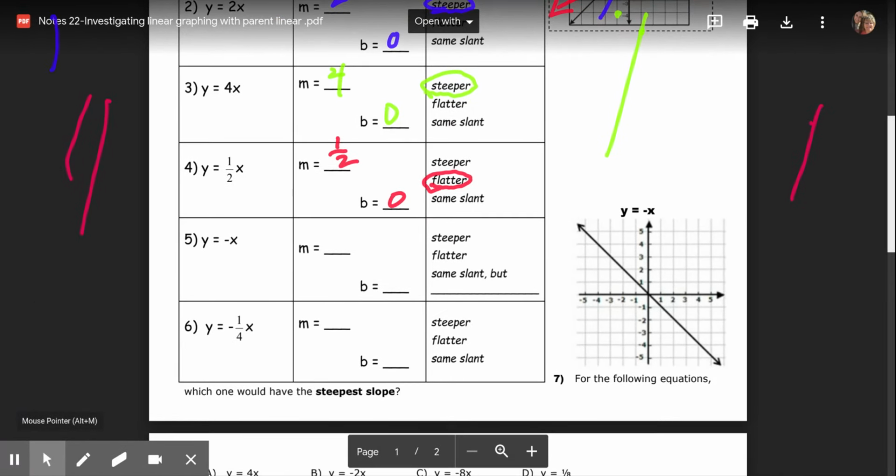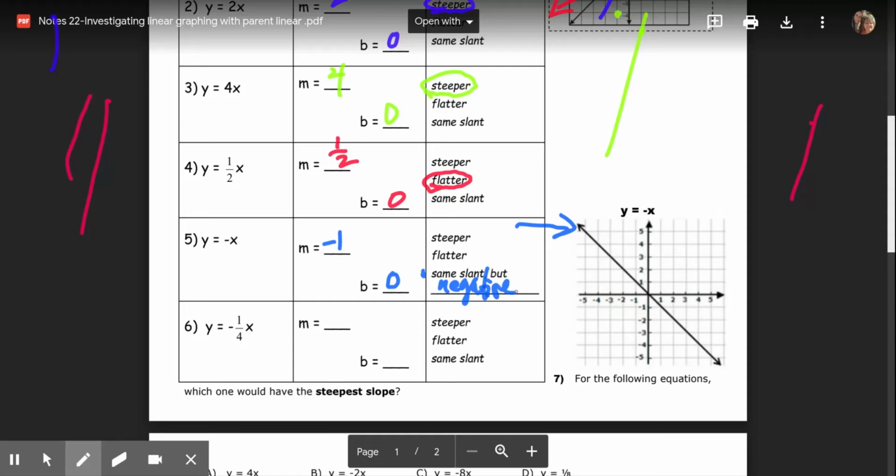All right, now then, let's look at number 5. Number 5 has y is equal to negative x. So the slope is -1, and the y-intercept is still 0. So again, it's another direct variation because it goes through the origin. Now, I have it right over here. So you see that it's going to go the other direction. On this one, it is going to be the same slant as your other one, but it's going to go in the other direction. Same slant, but it's negative.